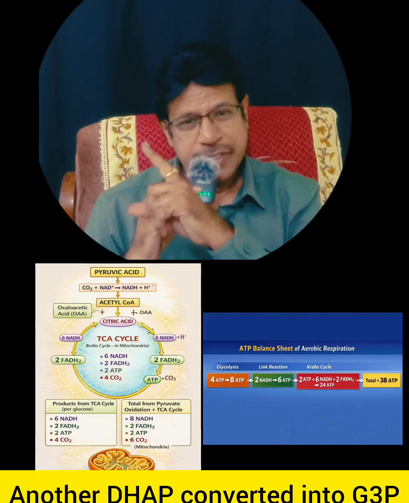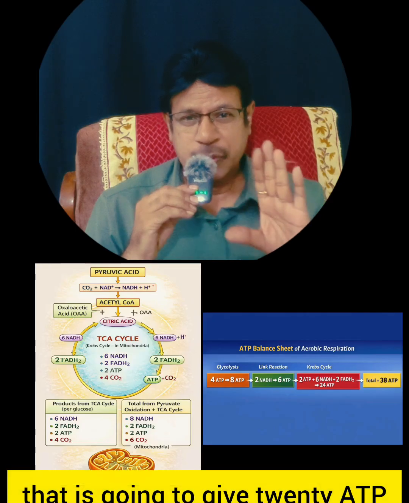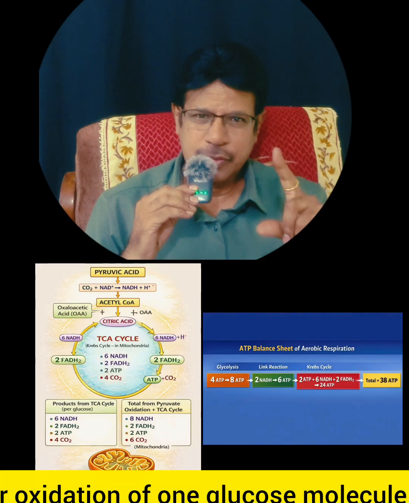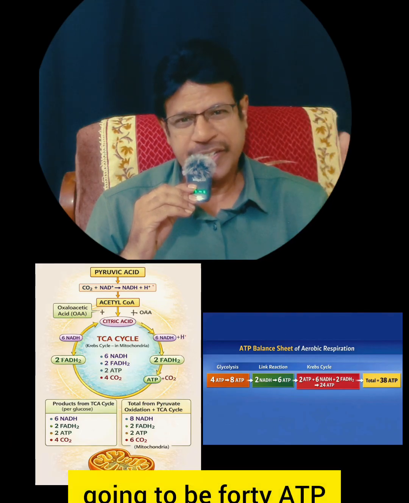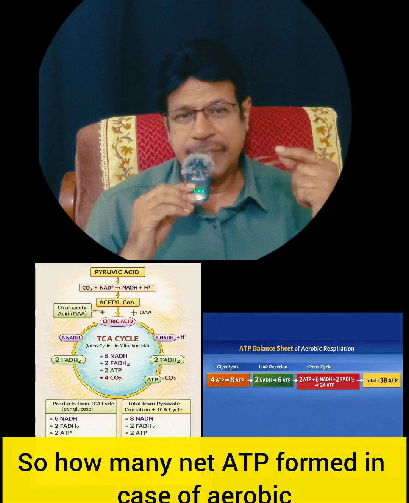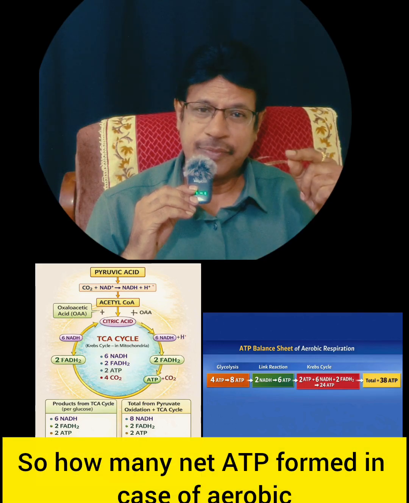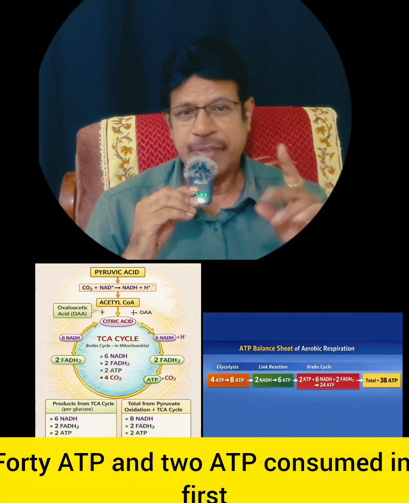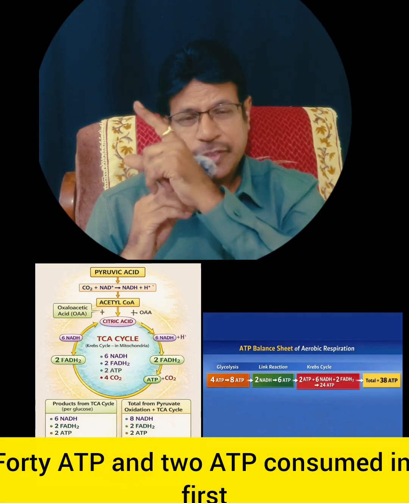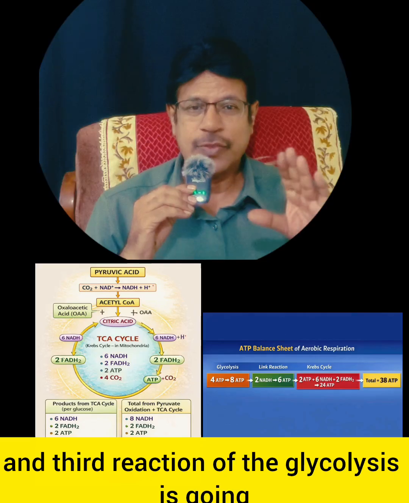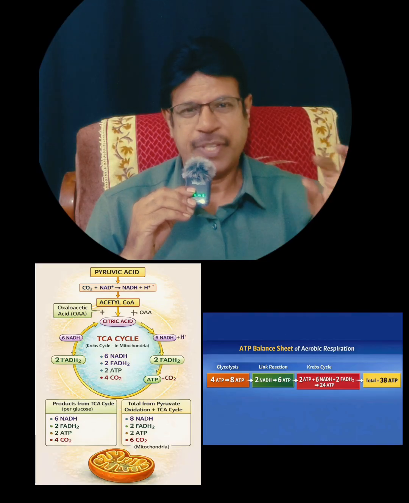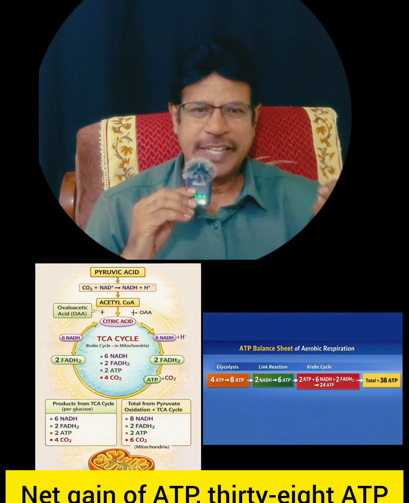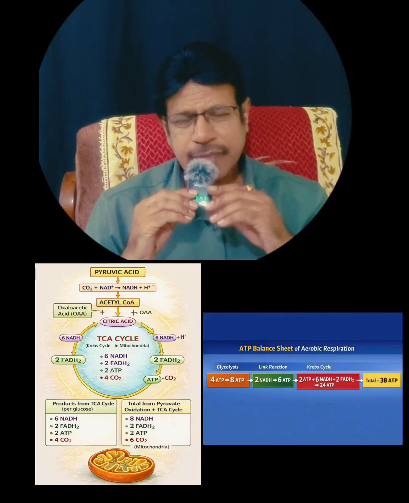Another DHAP is converted into G3P, which also gives 20 ATP. So total ATP formed in aerobic respiration for oxidation of one glucose molecule is 40 ATP. How many net ATP are formed in aerobic respiration per glucose molecule? 40 ATP, and 2 ATP consumed in the first and third reactions of glycolysis, so 38 ATP. Total ATP 40, net gain of ATP 38. Next.